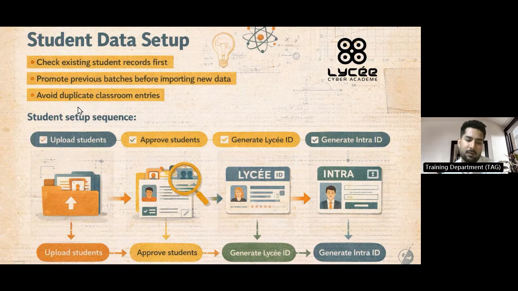Now, in this area, you have to upload students, approve students, generate Lycee ID, and generate intra ID. These four steps are very, very important for you. Whenever you upload a student, these four steps have to be followed: upload students, approve students, generate Lycee ID, and generate intra ID for them to log in.